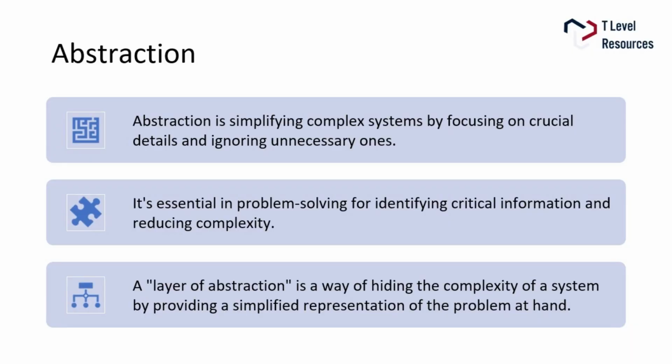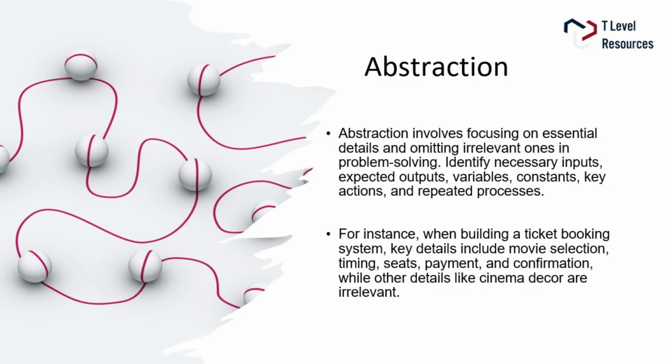Abstraction. Abstraction is simplifying complex systems by focusing on crucial details and ignoring unnecessary ones. It's essential in problem solving for identifying critical information and reducing complexity. A layer of abstraction is a way of hiding the complexity of a system by providing a simplified representation of the problem at hand. Abstraction involves focusing on essential details and omitting irrelevant ones in problem solving. Identify necessary inputs, expected outputs, variables, constants, key actions, and repeated processes.